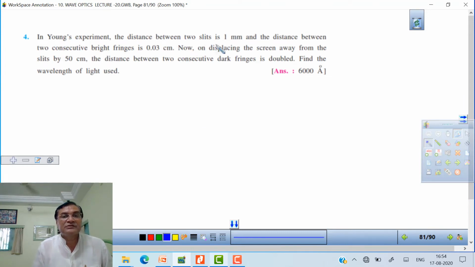In Young's double slit, the distance between two slits is 1 millimeter. Small d is equal to 1 millimeter, so it is 10 raised to minus 3 meter. The distance between two consecutive bright fringes is 0.03. So you are given beta is equal to 0.03 centimeter, which is equal to 0.03 into 10 raised to minus 2 meter.